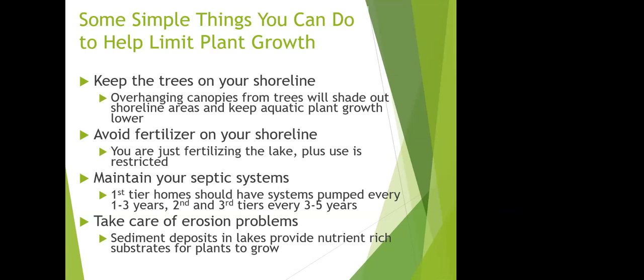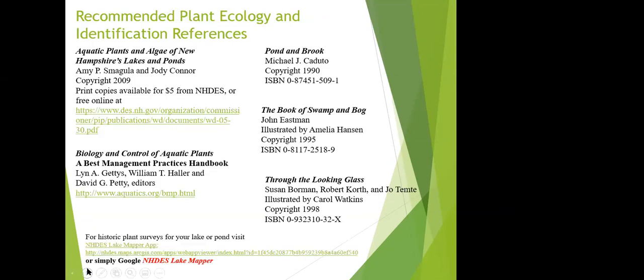And then if you have any erosion problems on your shoreline, stabilize those. Rock riprap, low growing bushes, anything to stabilize those areas will help limit sediment from getting in. Sediment getting into the lake not only brings in nutrients, but it creates little deltas, and those deltas will grow plants. So those are just some tips to help limit plant growth overall in your water body.